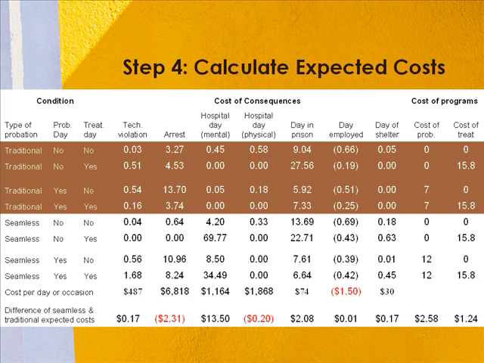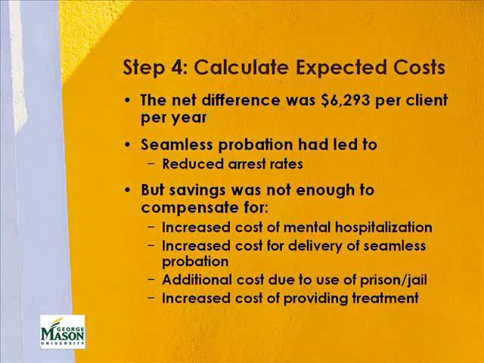The expected cost for seamless probation was $38 and the traditional probation was $21. These costs were per follow-up day per client. The net difference was $6,293 per client per year.